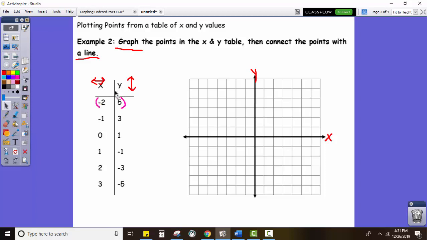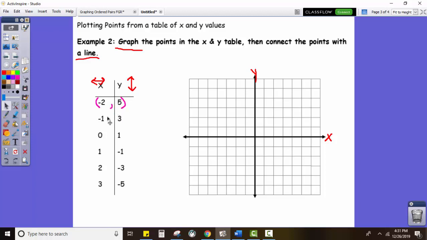Okay, notice that we have a list of values. The first one was negative 2 for x and 5 for y. This is like an ordered pair that you're going to plot, where we could put parentheses around it and then throw a comma in the middle, and then that's a point that you're going to plot.